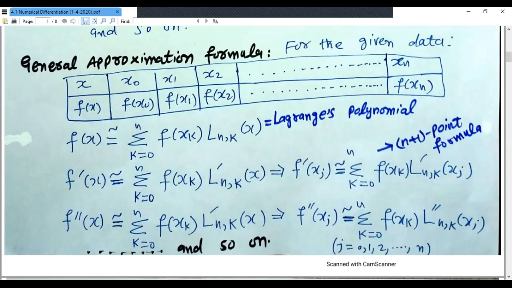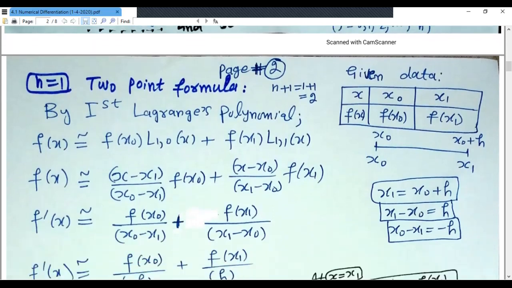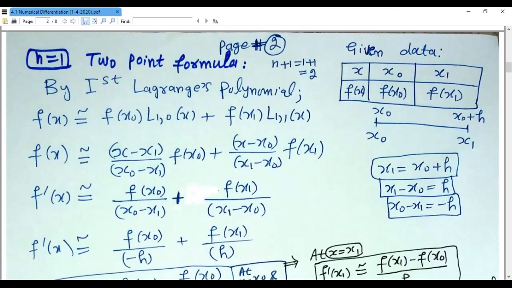Note that this is called an n plus 1 point formula for the first derivative, and an n plus 1 point formula for the second derivative. And if we find the triple dash, that would be an n plus 1 point formula for the third order, and so on. Now let us try it for n equal to 1. In this case, n plus 1 will be equal to 2. So we have a 2-point formula, and the given data will be x0 and x1 along with f of x0 and f of x1.